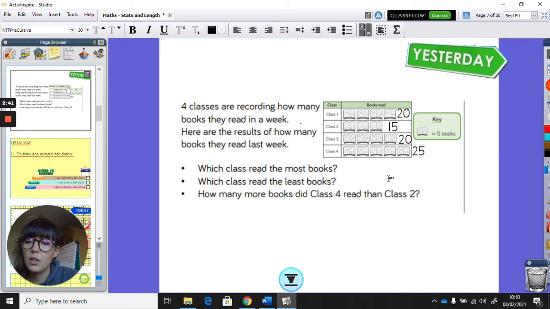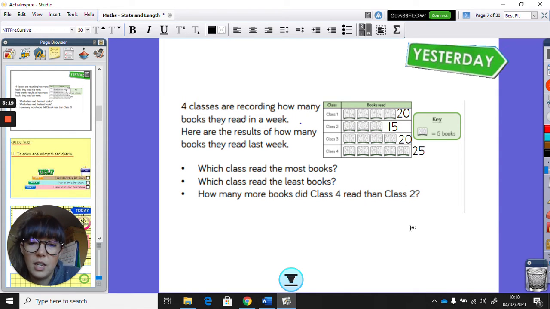So, which class read the most books? Looking at the pictogram, I can see that class 4 read the most books. If you wanted to challenge yourself, you could explain why. How do you know that? Which class read the least books? Well, I can see from my answers that class 2 read the least books. For those 2 questions, you didn't really need to count up how many books they read, okay? You can see that class 2 have the fewest books there, and class 4 have the most.